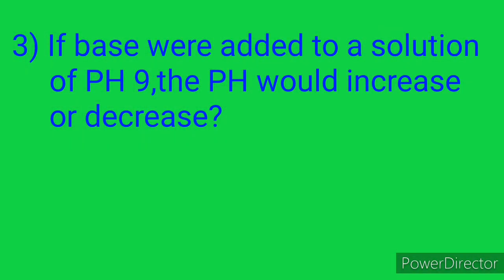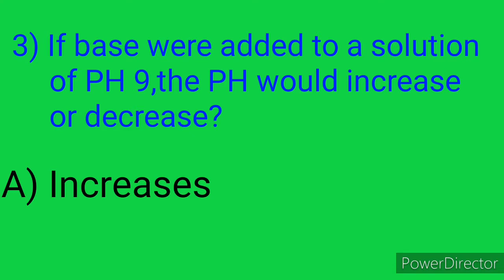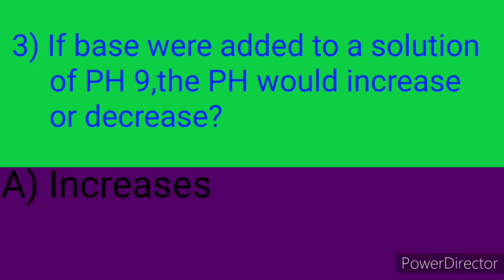And next, the third question: if base were added to a solution of pH 9, would the pH increase or decrease? Yes, the pH value increases. Why? Because when we add base to a solution of pH 9, it increases the OH- ions. So, when the OH- ions increase, the pH value also increases.